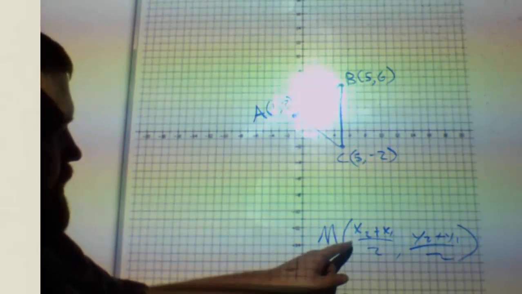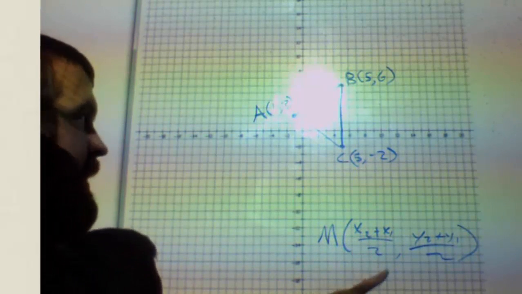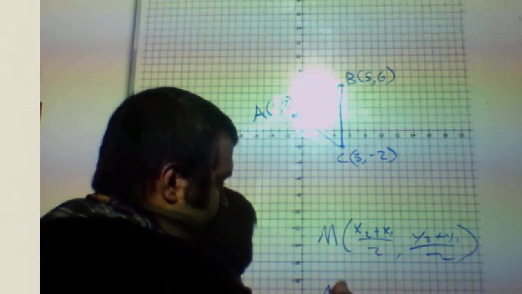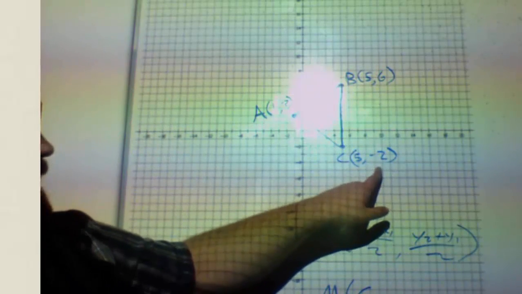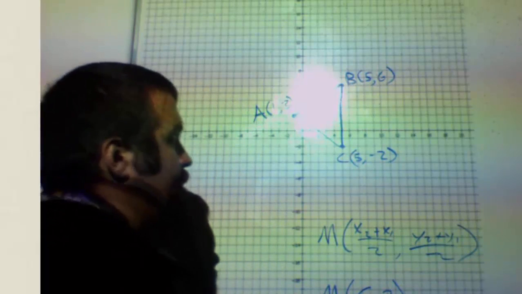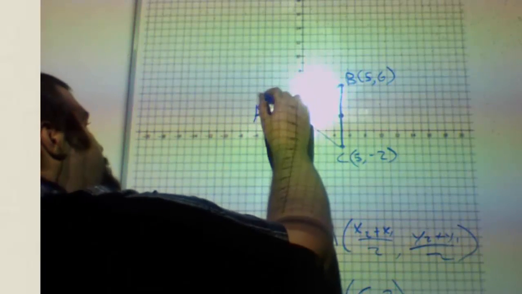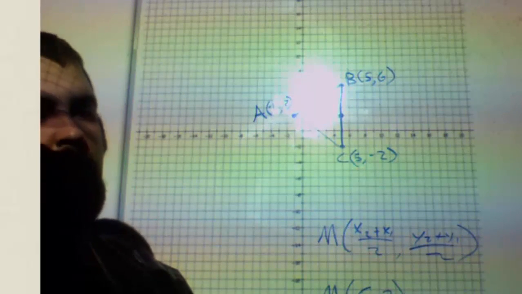So if I look, well, it doesn't matter, 5 plus 5 over 2, that's going to be 10 over 2 or 5. So it's going to be on that line no matter what. My midpoint for the right side is going to be 5 comma something. 6 plus negative 2 is 4. 4 divided by 2 is 2. So my point is 5 comma 2. I put the point down over here wrong. It's negative 1 comma 2, not 1 comma negative 2.